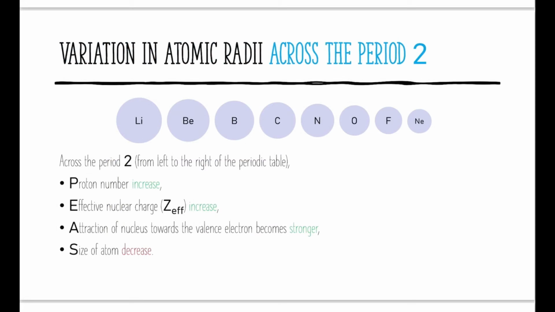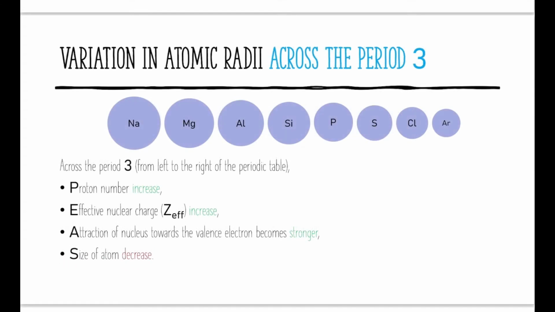This is the general variation in atomic radii across period 2. As you can see, lithium is the biggest, while neon, on the right hand side of your periodic table, is the smallest. Across period 2, from left to right of the periodic table, proton number increases. This will result in effective nuclear charge increasing as well, and the attraction of the nucleus towards the valence electron becomes stronger. Therefore, the size of the atom decreases across the period.